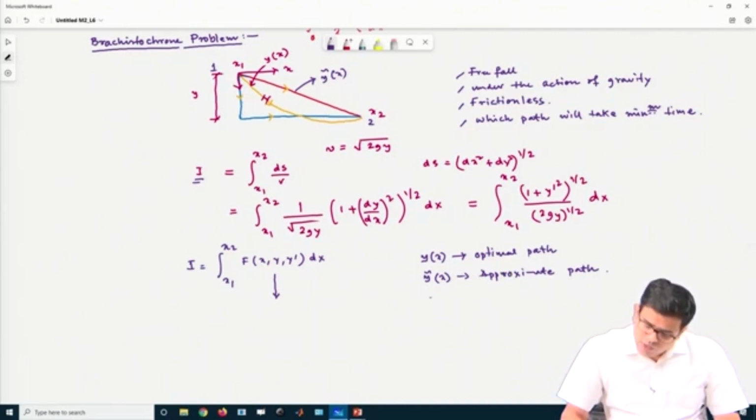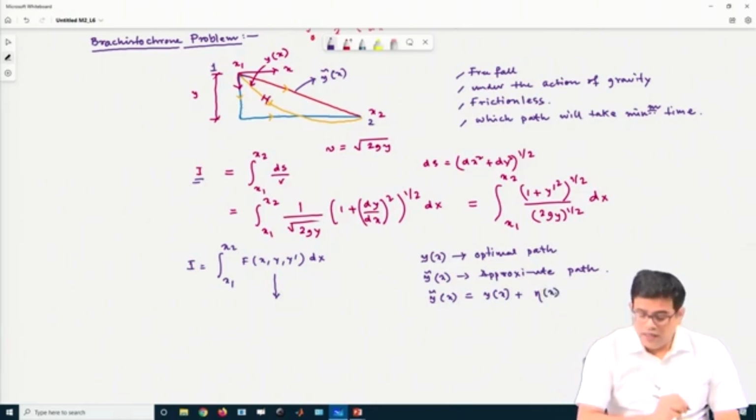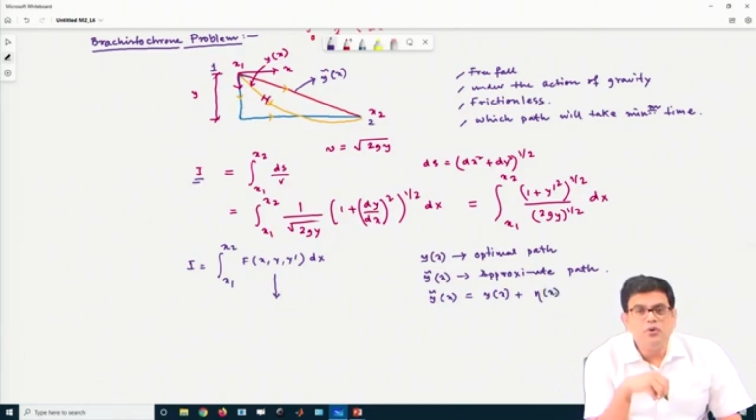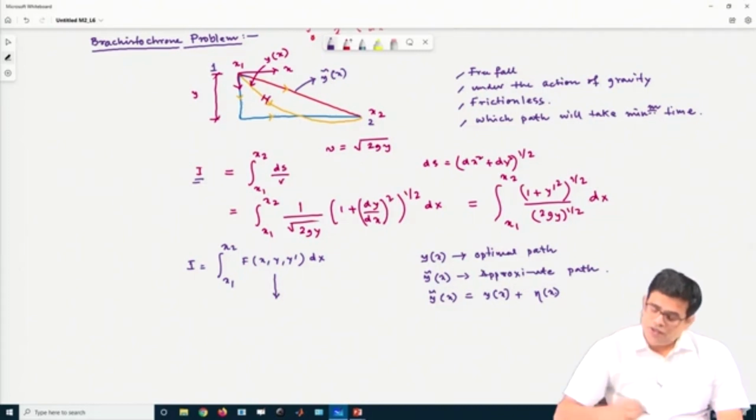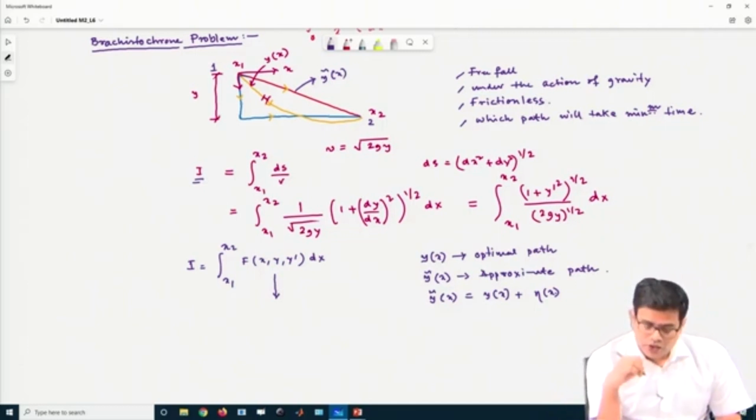So let us write y tilde in this form, that y tilde of x is the optimal path plus some another function which is eta x, right? Now this eta x, if you look carefully, cannot be arbitrary. Why can it not be arbitrary? Because eta x has to follow some condition. What are those conditions here?